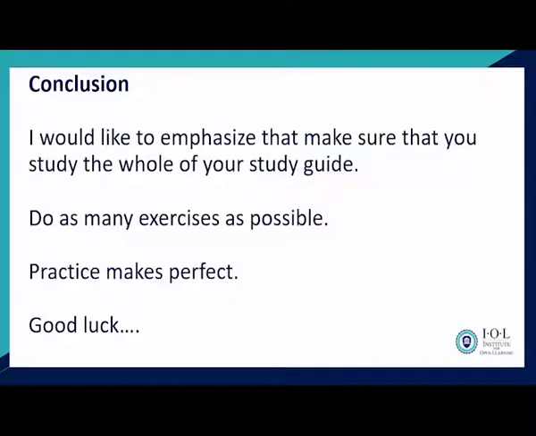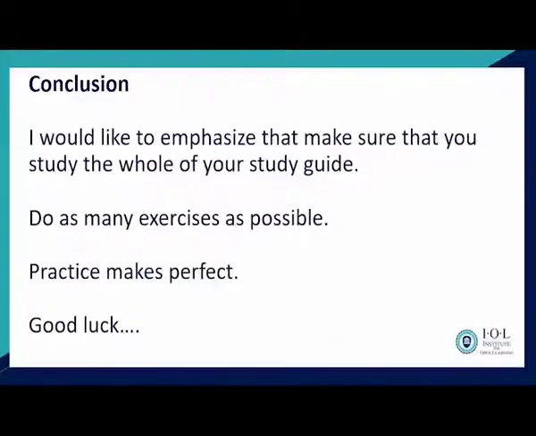In conclusion, I would really like to emphasize, like I mentioned in the beginning, make sure that you study the whole of your study guide. Cover each and every unit. It's very sad to see a blank paper when the questions come back and some new units are not answered because maybe the learners did not study them. If you do leave it blank, where will the marks come from? So make sure you cover all the units, not only some, because each and every unit needs to be assessed.